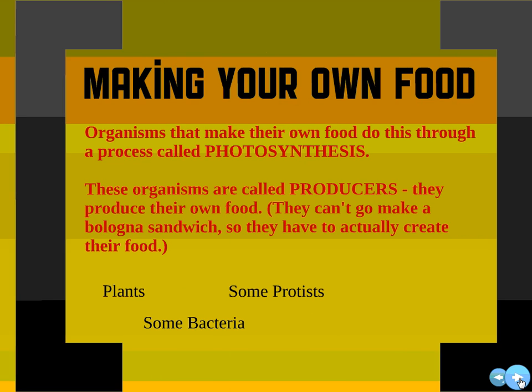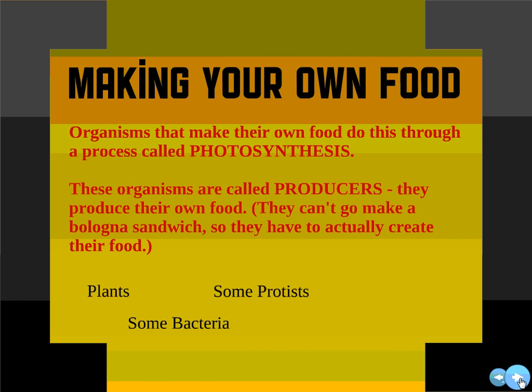So moving along, the second way that organisms get their food is to make their own food. Organisms that make their own food do this through a process called photosynthesis, and we've talked about this quite a bit. These organisms are called producers. They produce their own food.